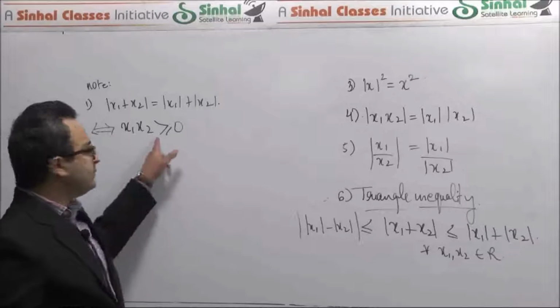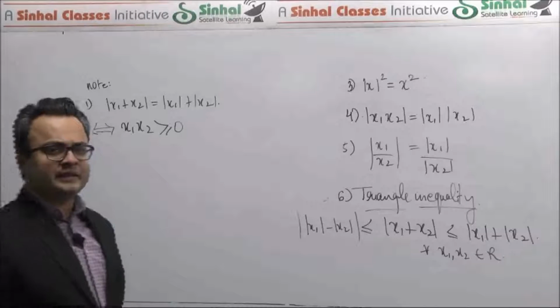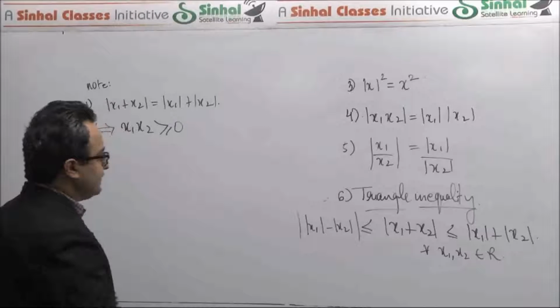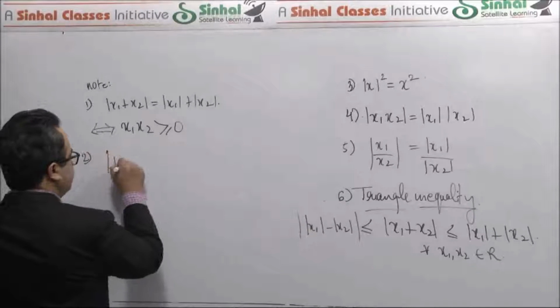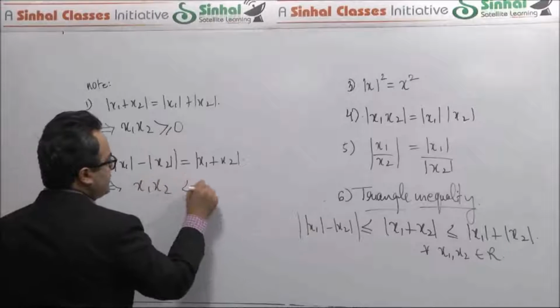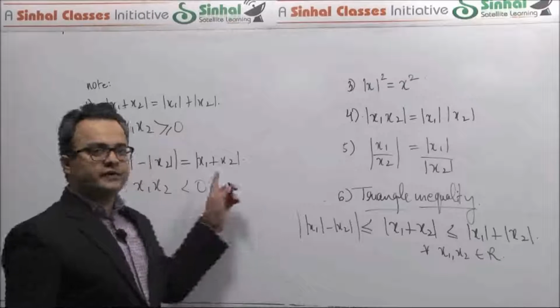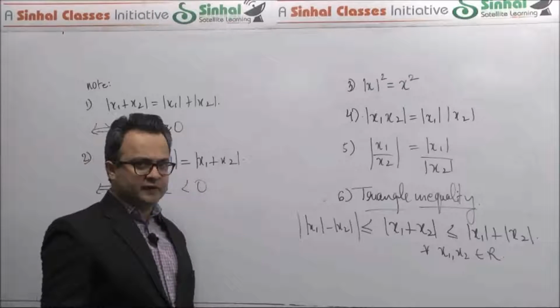This will include the possibility that either one of them is 0, and will also include the other possibility that x1 and x2 have to have the same sign. Similarly, if you think about the left hand inequality, if x1 into x2 is less than 0, that is to say that this will hold true if x1 and x2 have opposite signs. One of them has to be positive and one of them has to be negative.